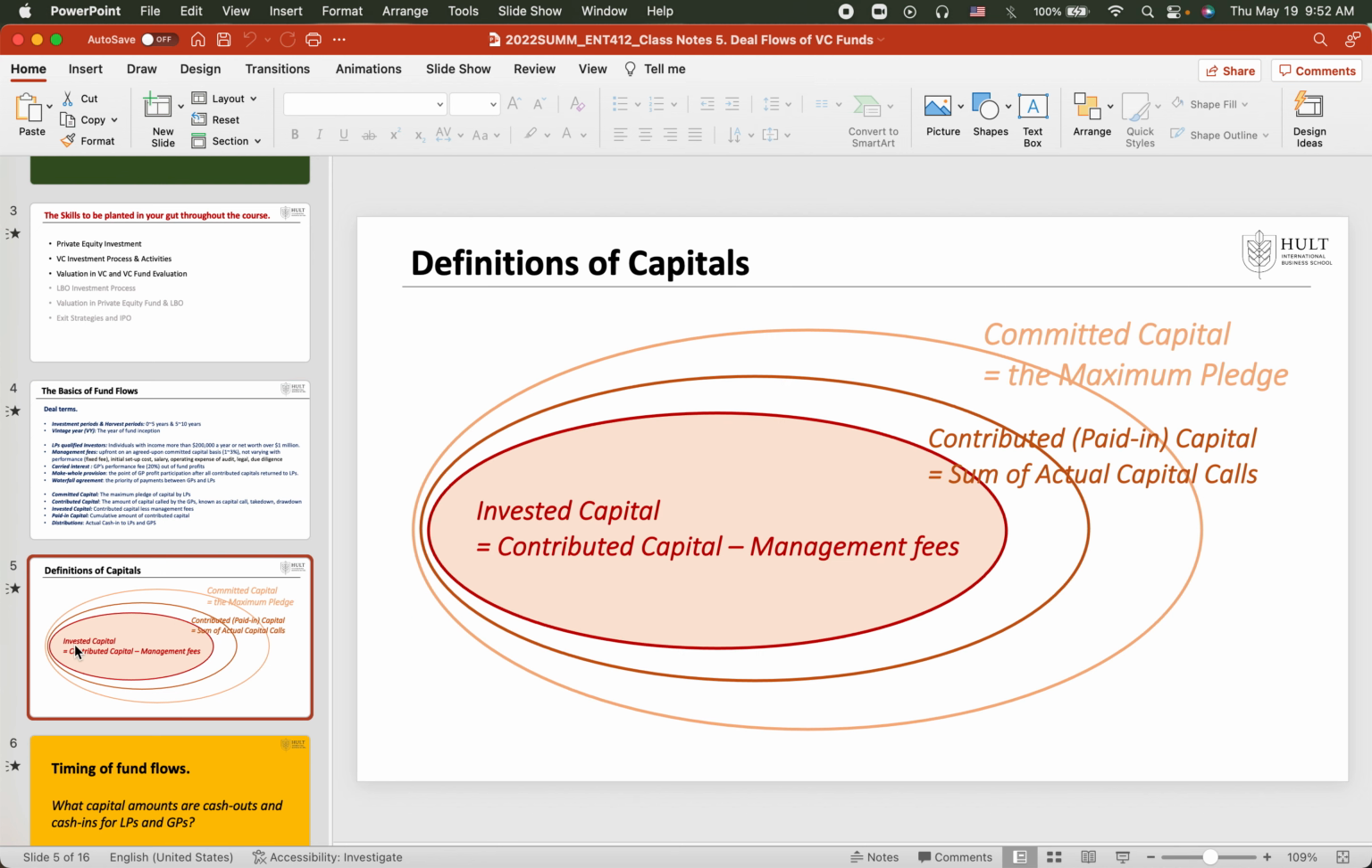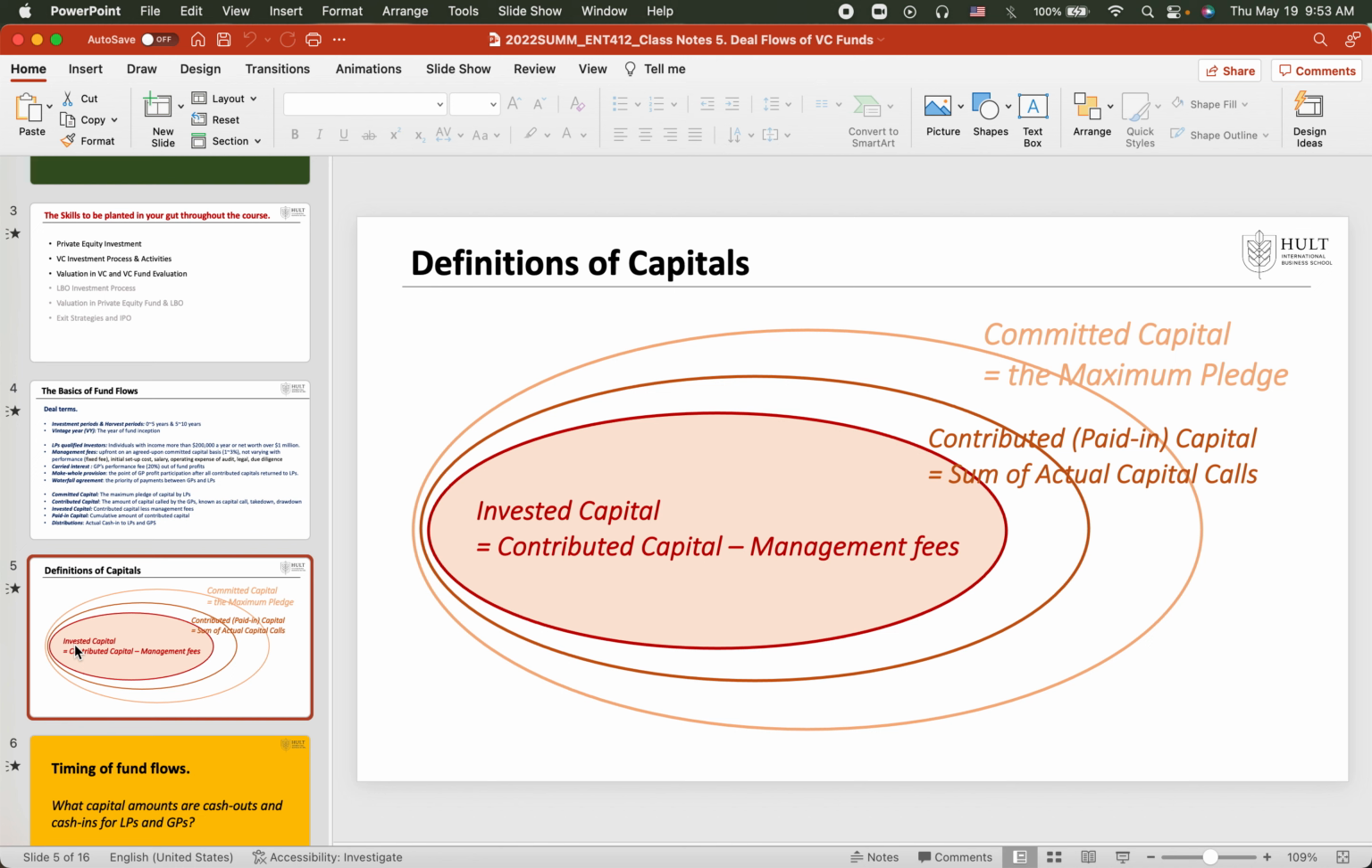The committed capital is the maximum pledge in the limited partnership agreement. How much is going to be put in the venture capital fund, right? But the contributed capital, which is paid-in capital, is the sum of the actual capital calls, not necessarily the same as committed capital. If the GP stops investing at some point, then that is the sum of all the actual capital calls. It's not the committed capital, right?